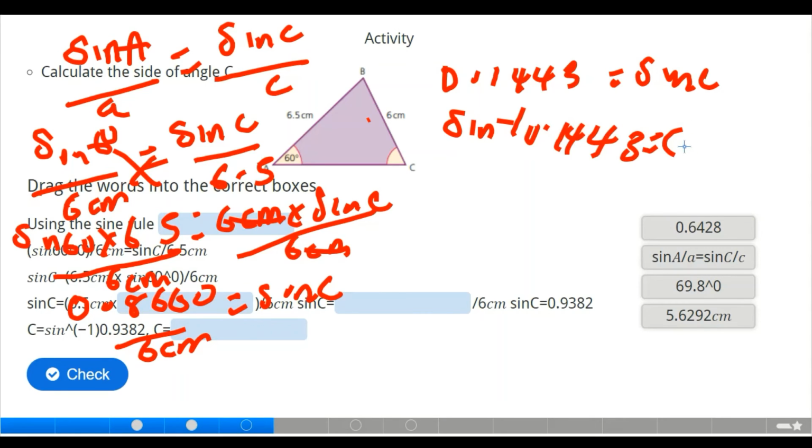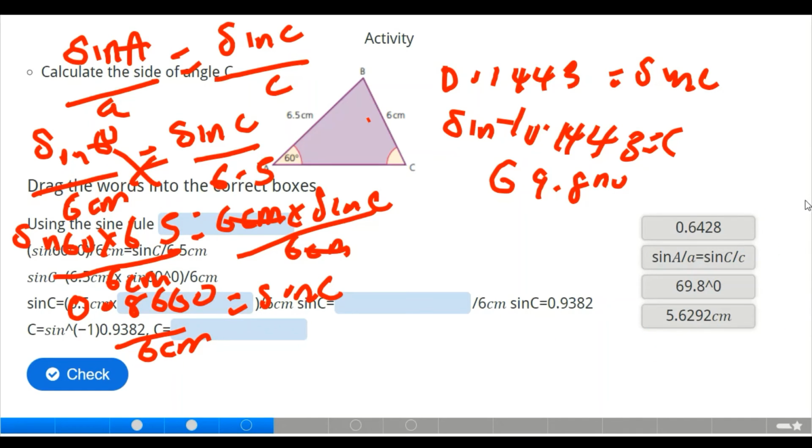So for arc sine on your calculator, you are going to be pressing shift sine, then 0.1443. Okay, so if we have that, we are going to have 8.30 raised by 0 as our answer, and that is the degree for C. Okay, so that gives us the solution for that problem.